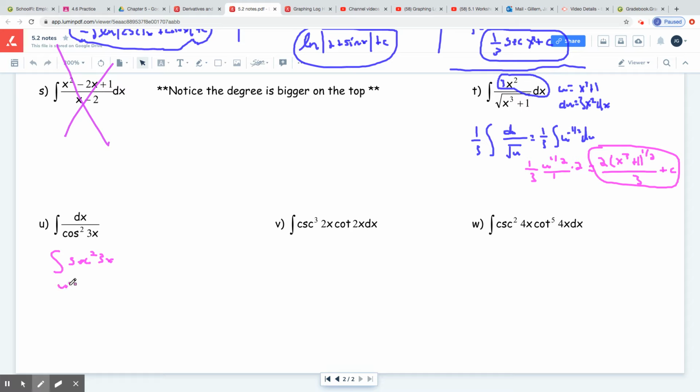So you should have picked u as 3x because what comes after is only one trig function, and you get 3 dx. I'm going to add in a 3, and it means I get 1/3 integral secant squared u du. If you don't know what that is, go look at your formula sheet. But it's tangent, so 1/3 tangent of u, which is 3x plus c. That's your final answer.